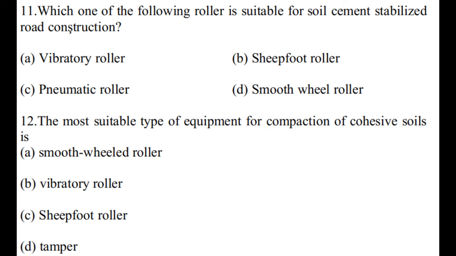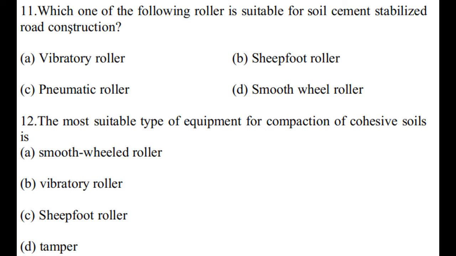Question number 11. Which one of the following rollers is suitable for soil cement stabilized road construction? A. vibratory roller, B. sheep foot roller, C. pneumatic roller, D. smooth wheel roller. Vibratory roller is suitable for soil cement stabilized road construction. This is a very, very important question. Option A is correct.